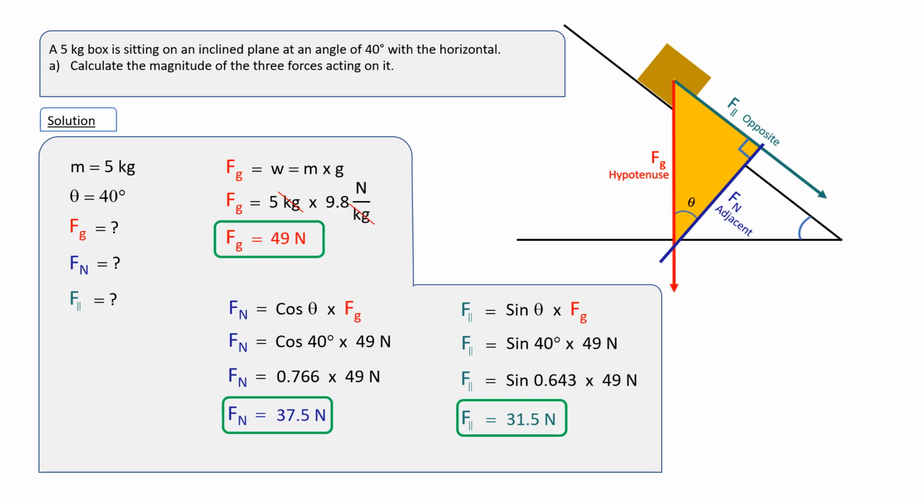Here are the measurements of all three sides. What's interesting is that because we already had the measurements of two of the sides of the right triangle, we could have just as easily used the Pythagorean theorem to calculate the magnitude of the third force.